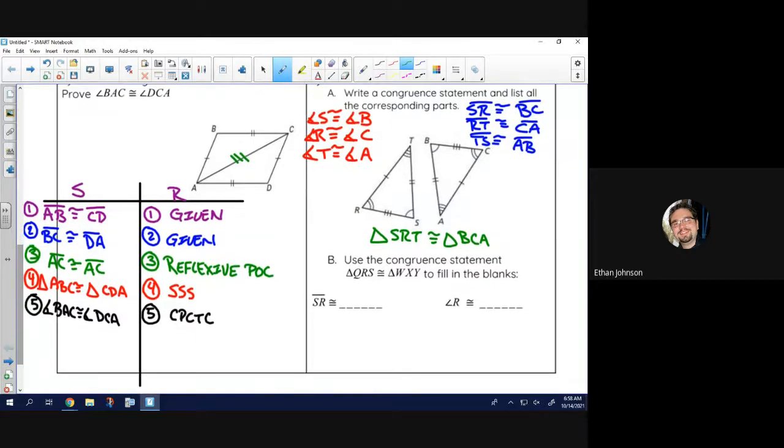Now for the problems where we give you a congruency statement and you have to tell us the congruent parts, remember the order that we write these in are congruent. So Q matches with W, R matches with X, S matches with Y. So when we ask for segment SR, SR matches with YX. Angle R matches with angle X.